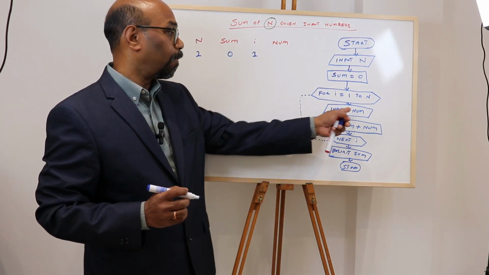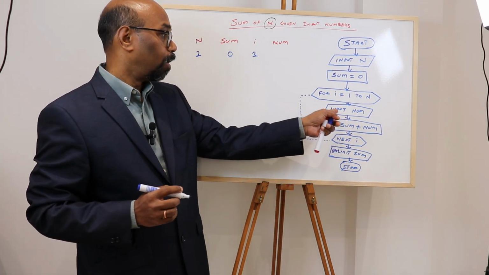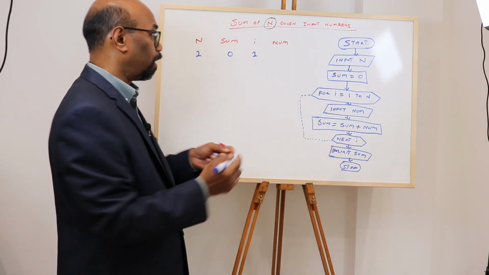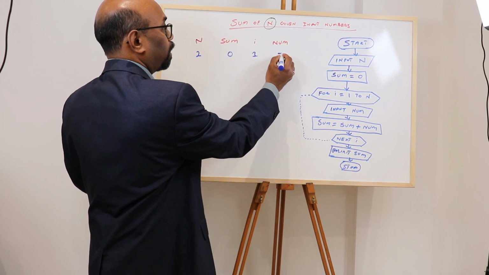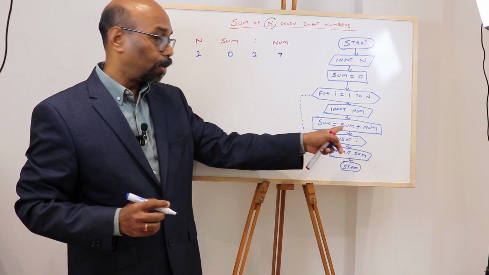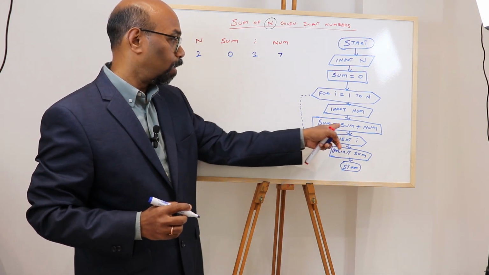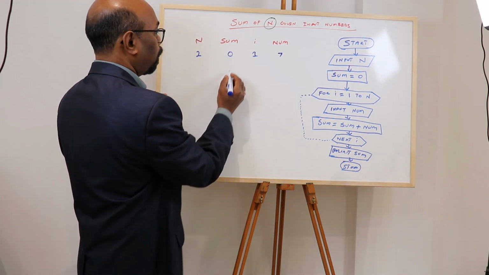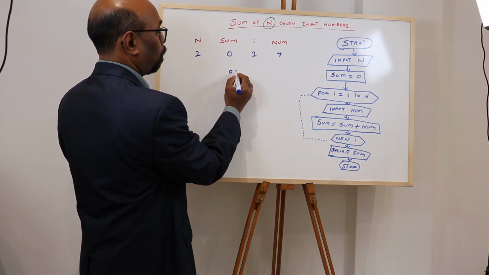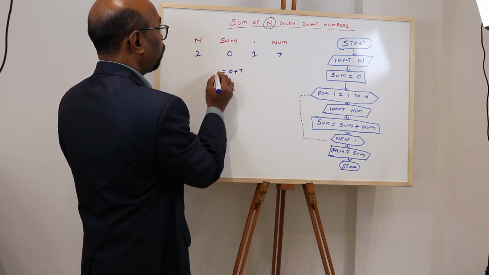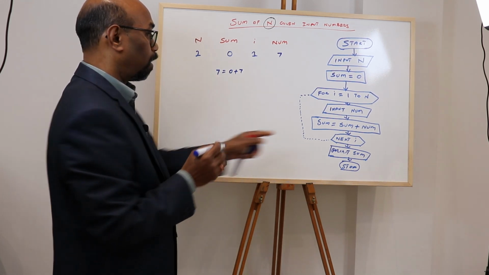Next, this is where we are going to give input. Input number. This is where we give the first input. Okay, so my input is going to be 7. Then next we are going to add sum equal to sum plus number. Sum is already 0 plus number. Our input is 7. Therefore, the answer is 7.